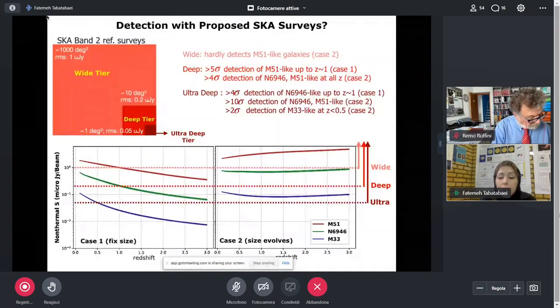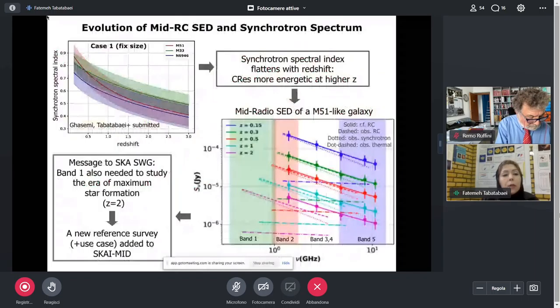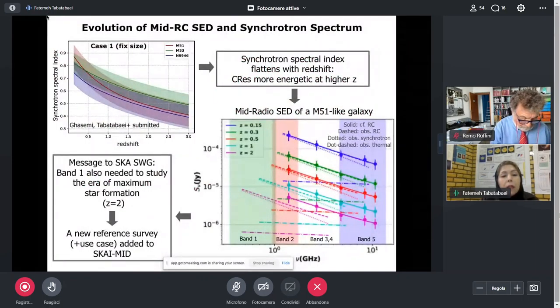In terms of the synchrotron spectral index analysis, we find that there is a flattening towards higher redshifts. This indicates that the cosmic ray electrons are more energetic at higher redshifts, which is reasonable because the star formation activity is higher at higher redshift.